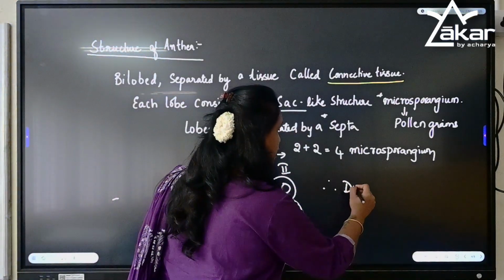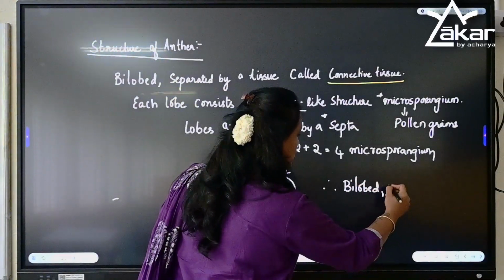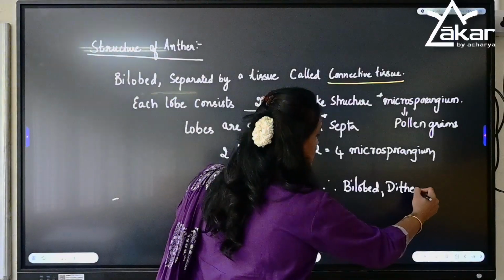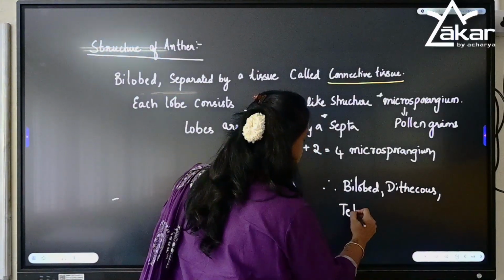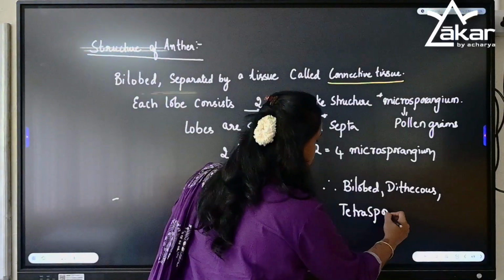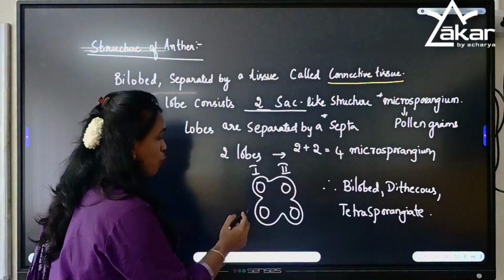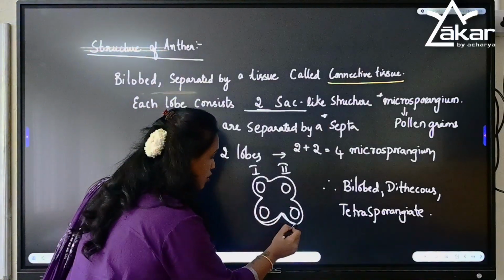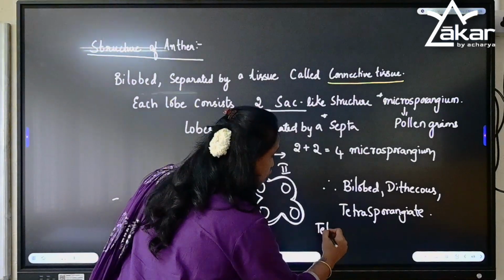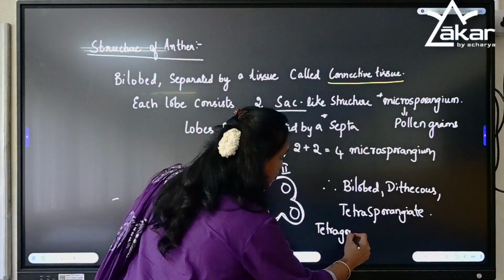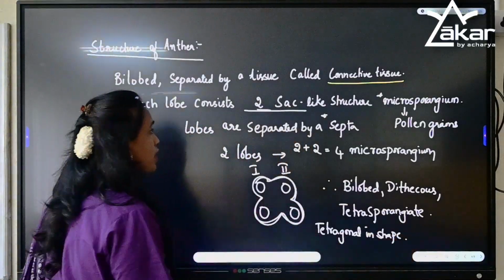Anther is bilobed, dithecous and tetrasporangiate. And if you look at the outline of this anther, how many sides does it have? 4. So it is also called tetragonal in shape. It is tetragonal in shape. Is it clear, my dear children?